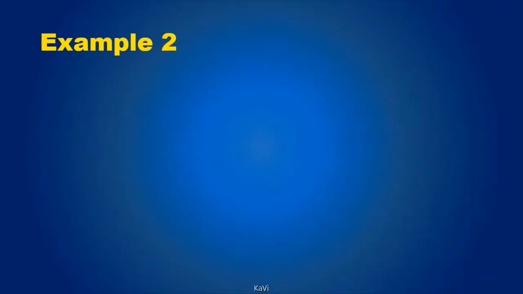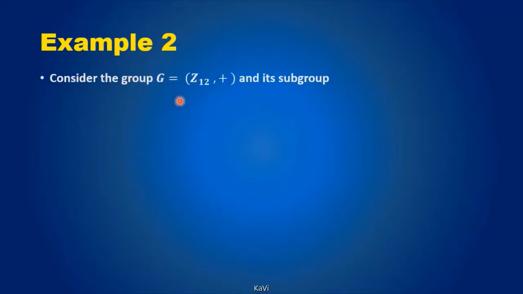Next we shall see an example from numbers. Consider the group G equal to Z12 under addition modulo 12, and its subgroup H equal to {[0], [4], [8]}. You know that Z12 contains the elements from 0 to 11, that is, class 0, class 1, class 2, and so on up to class 11. From that set, we have collected three elements, and these three elements form a subgroup of G. Now we shall find the left cosets of H in G.